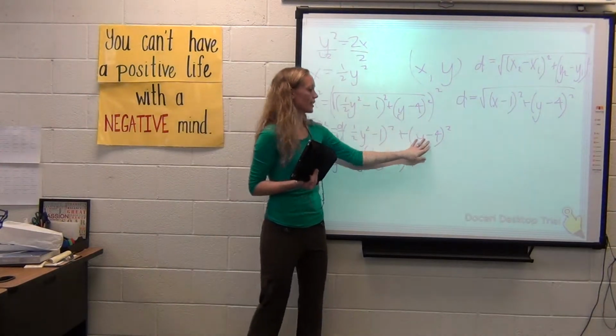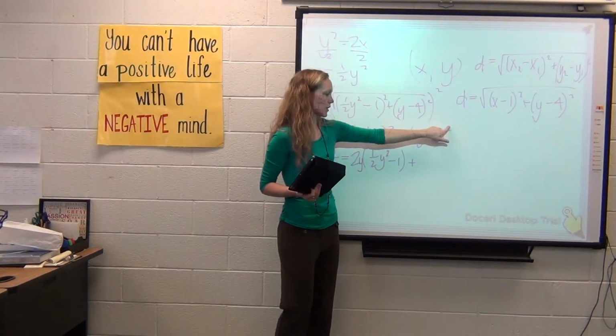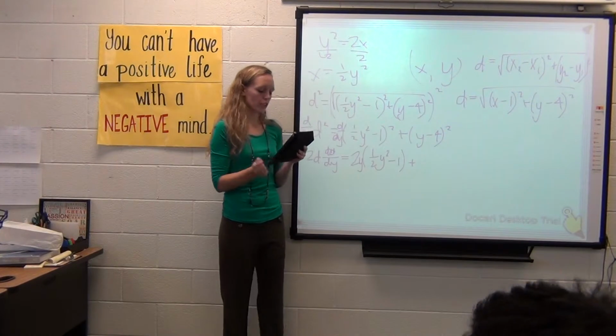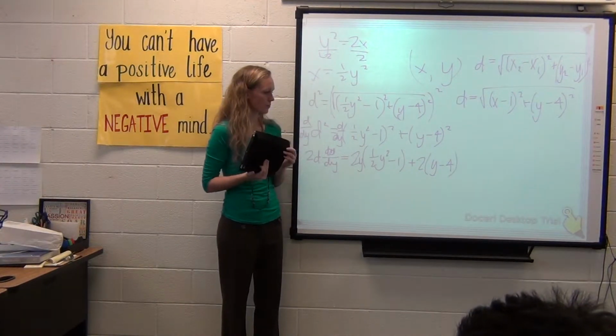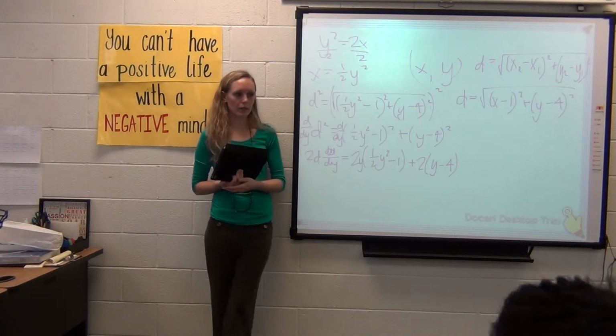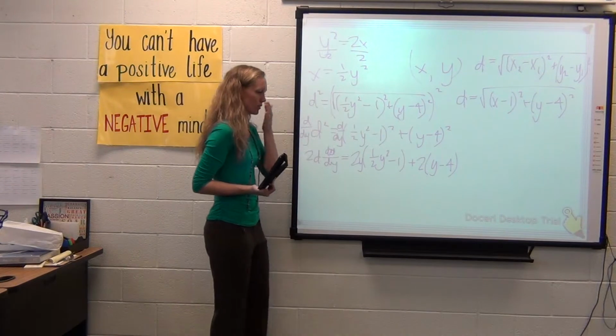Okay, then I come over here. How do I have to derive this? Chain rule. This one's a little simpler. 2 is my outside function, it moves in front, and my inside stays the same. And when I derive the inside, what do I get? 1. I just get 1, so I don't have to worry about the inside. It doesn't change anything.